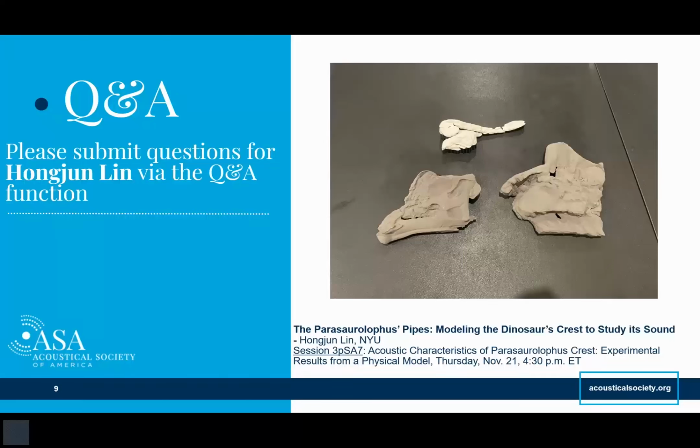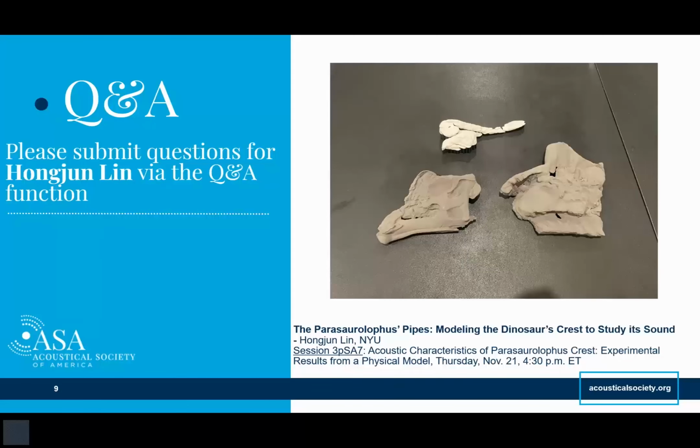Gotcha. So we'll do two more questions. But again, if you're interested in talking to Hungjun, please let me know or go to a session. So the next question is from Avery. You mentioned living animals. Can you talk about any living animals with similar crest-like structures that can produce sounds and whether or not that has influenced your research?